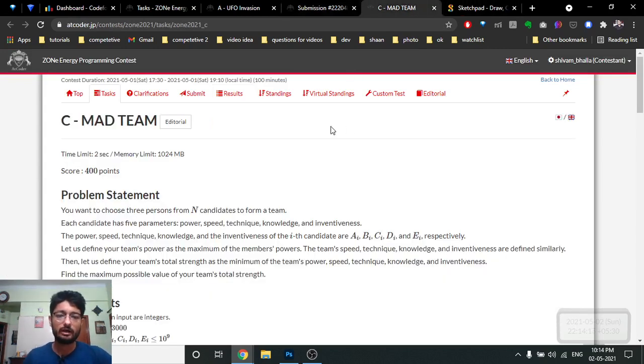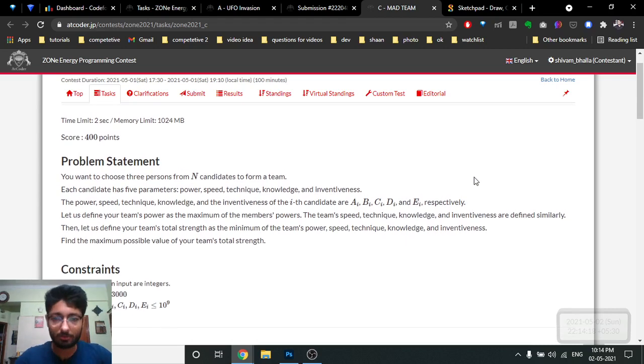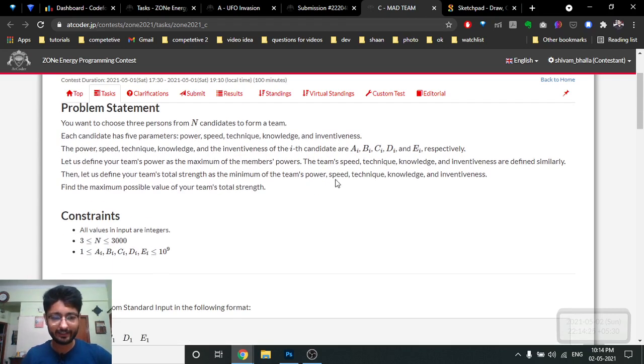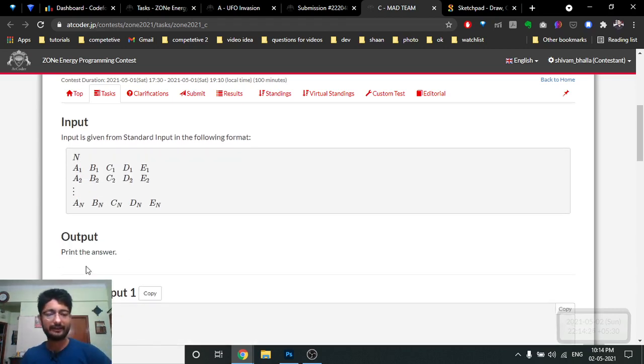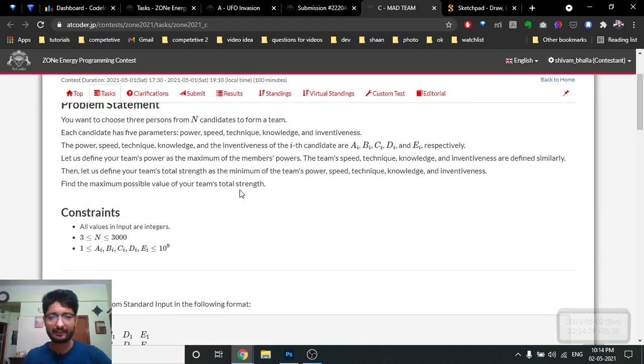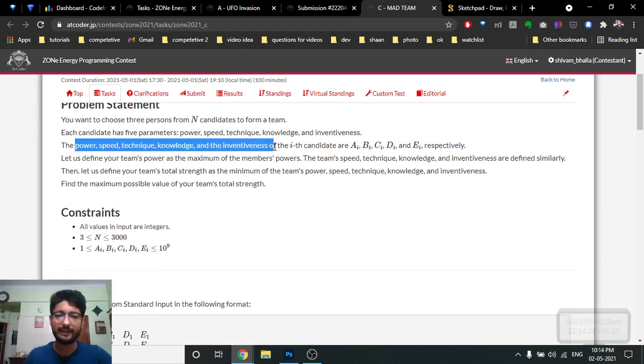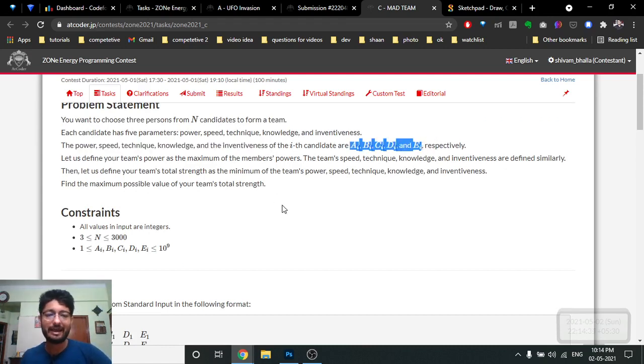The last problem, actually the third problem, I'll tell you in simple terms, states that there are n candidates in the team, and each candidate has 5 properties: power, speed, technique, knowledge, and inventiveness. These are defined by these variables.